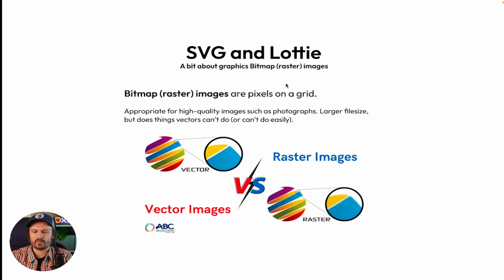And they are appropriate for, again, photographs, for things like products, which is one of the first things that comes to mind. When you go shopping online, you're going to see bitmap images of the product that you're going to purchase. And the reason for that will become clear momentarily.